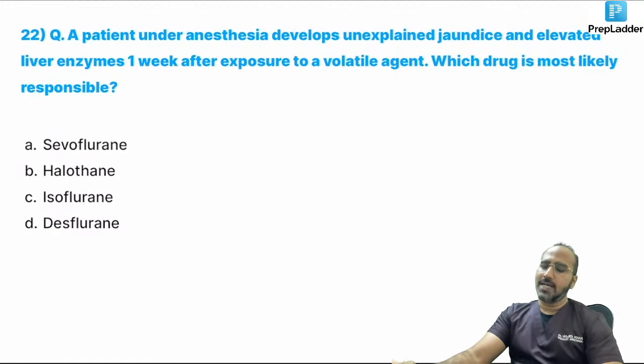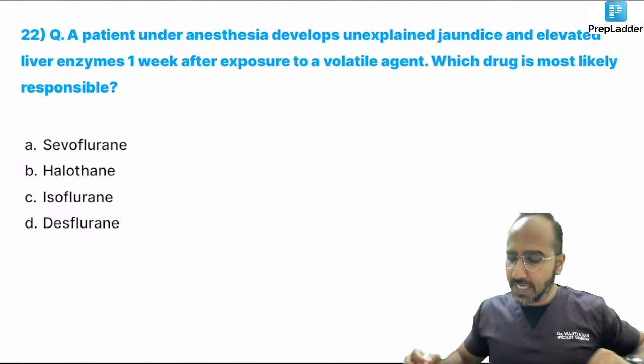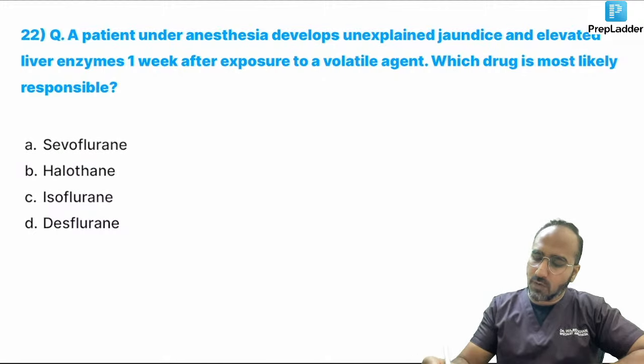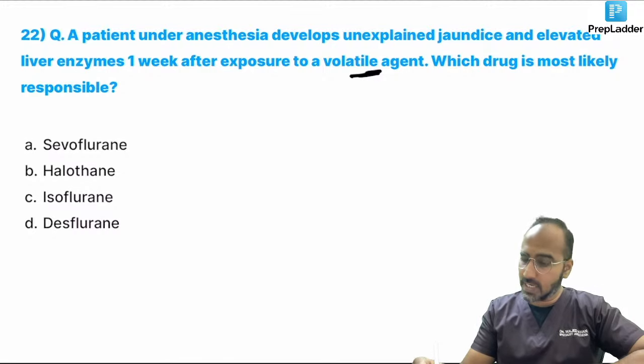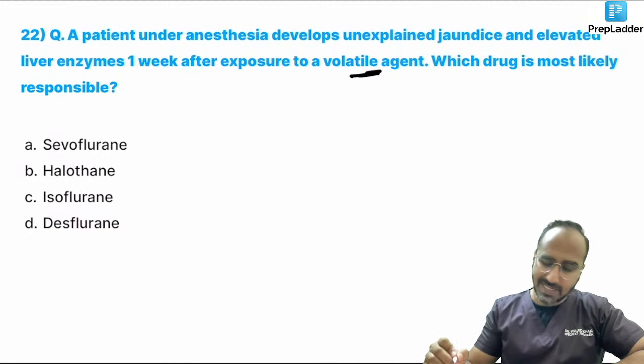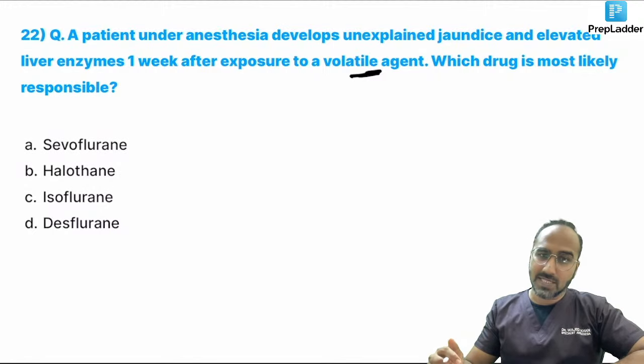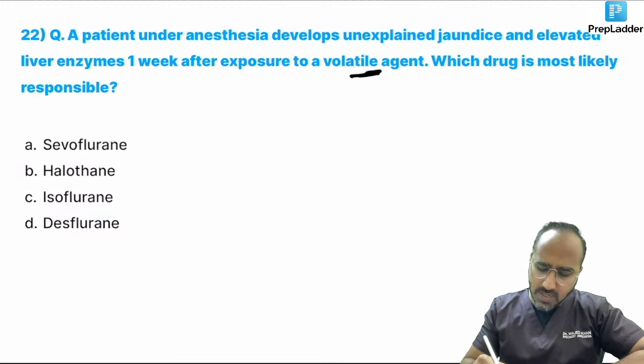A patient under anesthesia develops unexplained jaundice and elevated liver enzymes after exposure to a volatile agent. Volatile means what, guys? After an inhalational agent. Which drug is most likely to be responsible? After receiving an inhalational agent, the patient is developing this after 1 week. Only one drug will cause this. What is that drug, guys? Halothane. Remember, halothane.